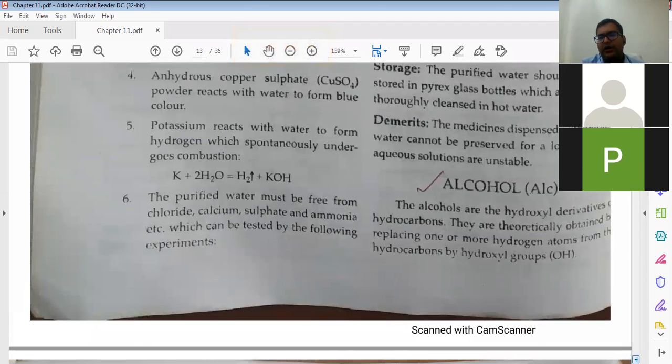In the alcohol part, you already know there is the OH group, the hydroxy group, but the detail of this we will learn next time. Alcohols are the hydroxy derivatives of hydrocarbons. Theoretically, they replace one hydrogen atom, and there is a hydroxyl group, that is the OH group. So this we will learn next time.